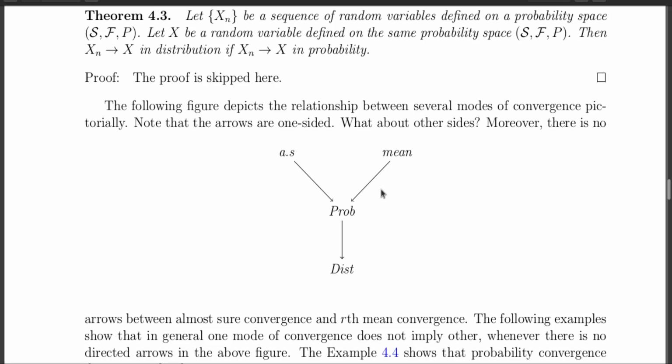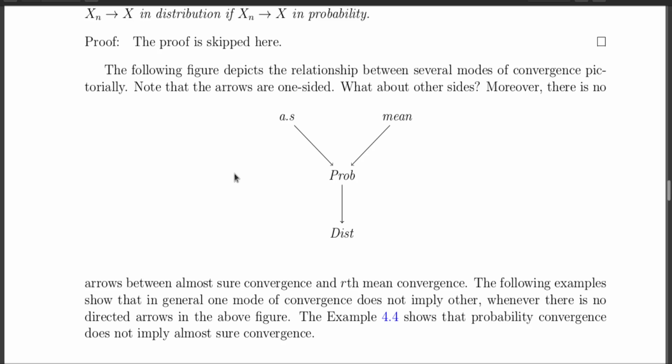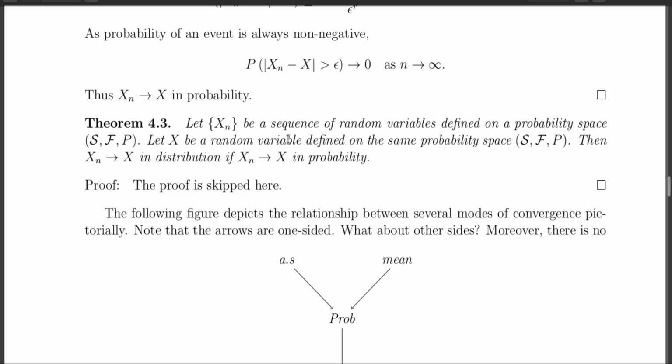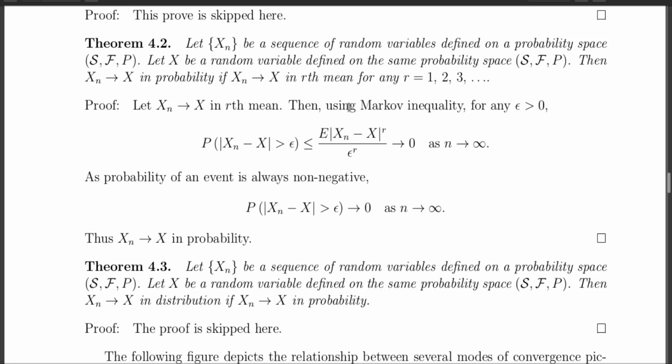Try to just remember this figure. It is not very difficult to remember: almost sure and mean on the top, and distribution at the bottom. This shows that almost sure and mean are quite strong modes of convergence. On the other hand, distributional convergence is a quite weak mode of convergence. Fine, so let us see examples. This proof of the theorem we have skipped, except the one proof, which is quite simple.